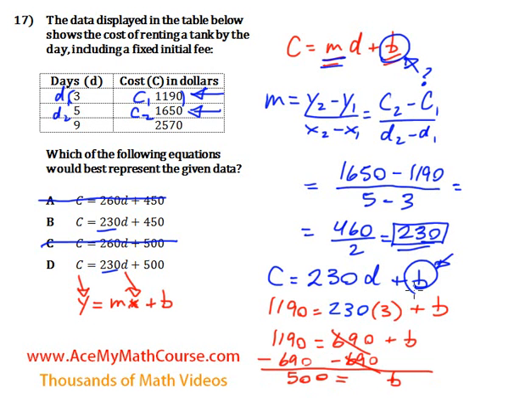So for the equation of the line, now I can just plug 500 into b. And this is the answer. The answer is D. So the cost of renting the tank will be $230 for every day of the rental, plus the fixed fee of $500. That's it.